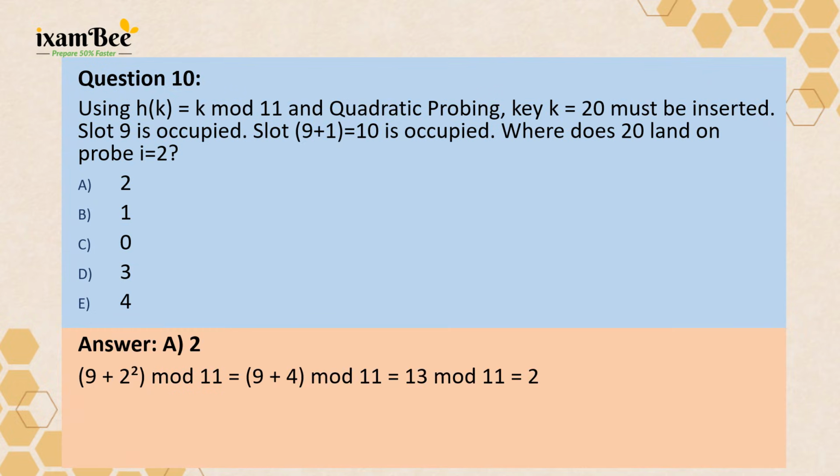Here we are using quadratic probing. So it is the second probe. So we will be using 9 plus 2 square mod 11, which gives us 9 plus 4 mod 11, which is 13 mod 11, which is calculated as 2.